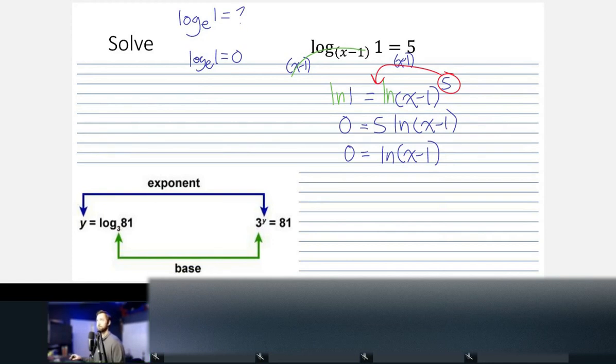So remember, natural log is log base e. So what can I do to both sides to get rid of that natural log? I can base e both sides. There you go. So I'm going to base e both sides. And what happens is this cancels out. The x minus 1 carries down.